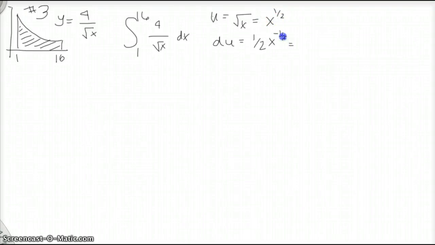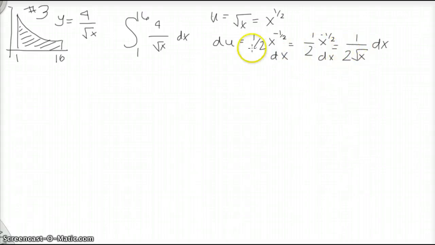Oops, that's supposed to be a half. There we go. And we can rewrite that as 1/2 x to the negative 1/2, and we rewrite that with positive exponents again, and it's 1/2 radical x, and don't forget your dx. There should be a dx for all of these. Sorry about that. Okay, so right now, we have du equals 1/2 radical x dx, right?